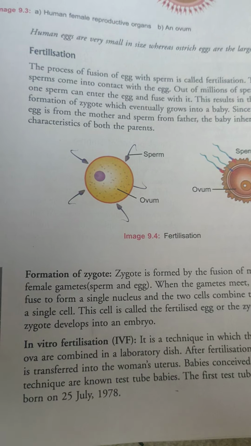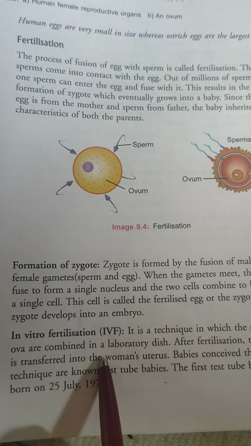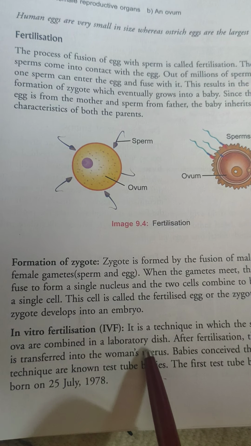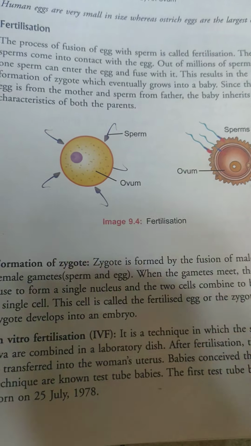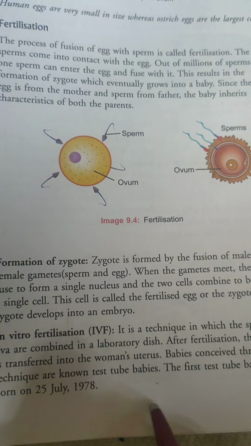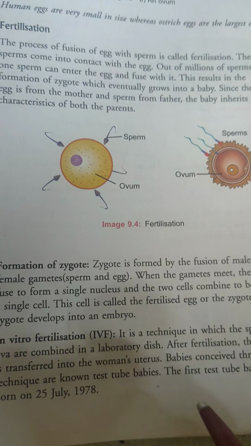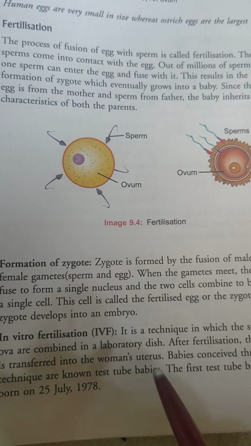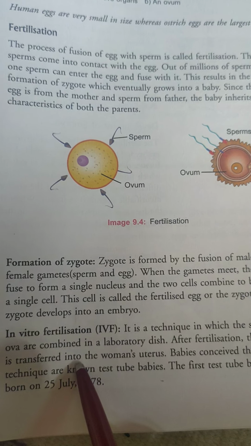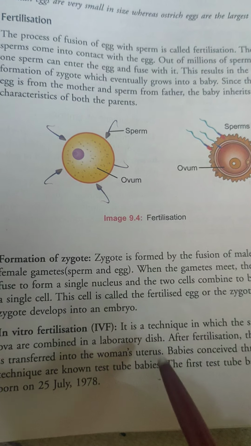All right, now let's see about in vitro fertilization. Sometimes what happens is the actual fertilization does not take place. In some parents, it is not possible for the actual fertilization to take place. So in this case, we go for in vitro fertilization. Let's see what it is.